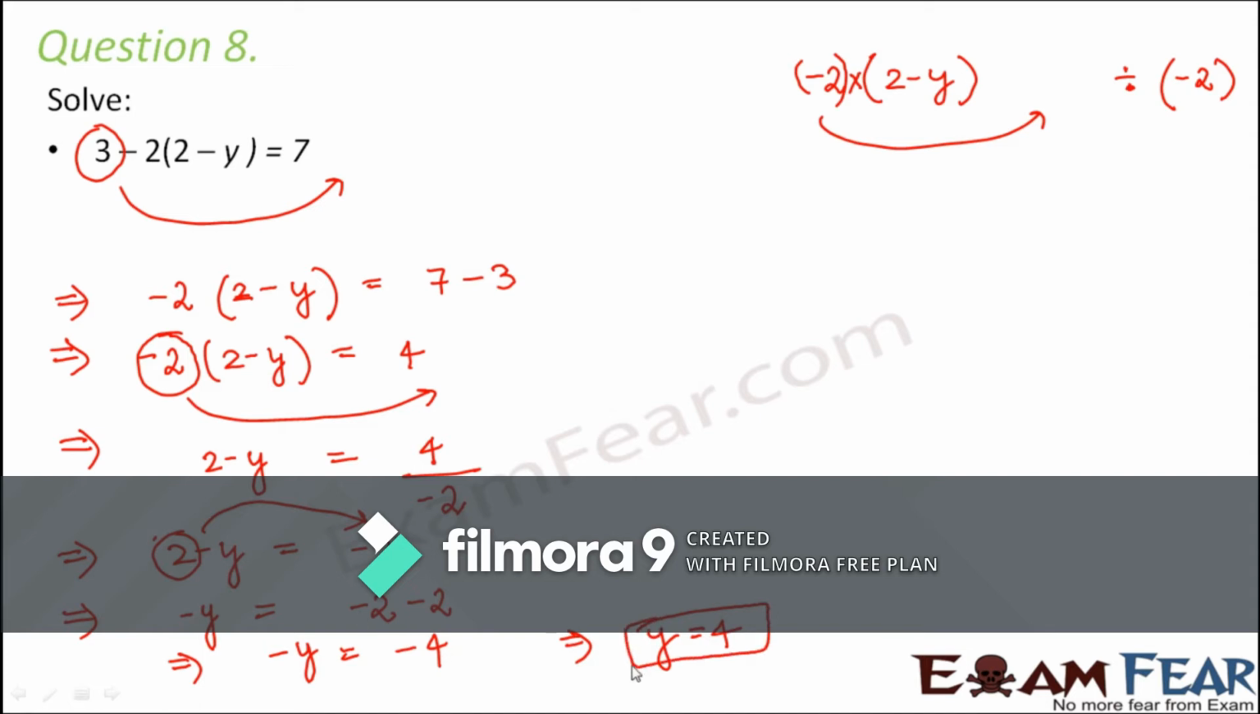Why did we write like this? That's because if you multiply minus 1 on both sides, what will happen? This side will become y, this side will become 4. So we can say that y is equal to 4 is a solution of this equation.